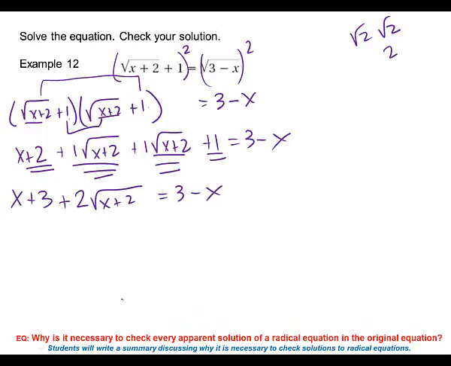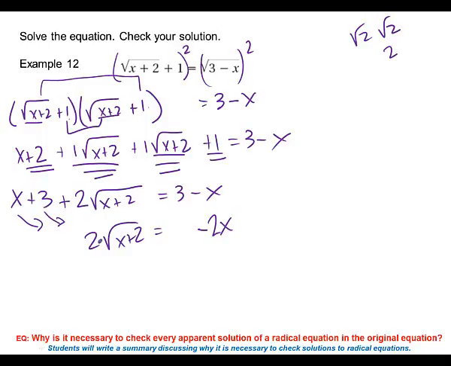Our goal now is to get everything off of that radical. So I'm going to move the x over to the other side. How do we move that x? Good. So negative x and negative x is what? Good. I got to move this 3 to the other side. How do I do that? 3 minus 3 is 0. So that we have 2 square root of x plus 2 equals negative 2x.